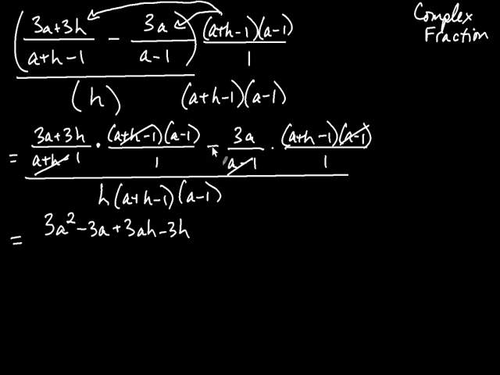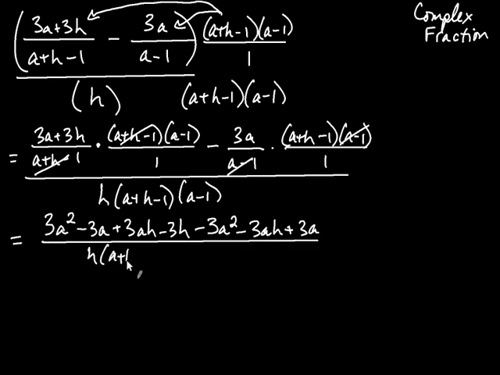Then for this subtraction, we're going to be multiplying 3a by a plus h minus 1. Let's distribute the negative with the 3a. So it won't just be 3a squared, it'll be negative 3a squared to begin with. So negative 3a squared. And then negative 3a times h is minus 3ah, and negative 3a times negative 1 is positive 3a. And then all divided by the factored denominator, which is h times a plus h minus 1 times a minus 1.